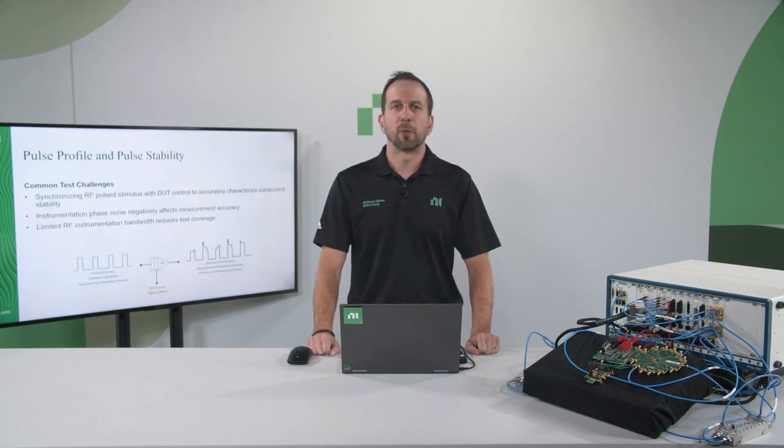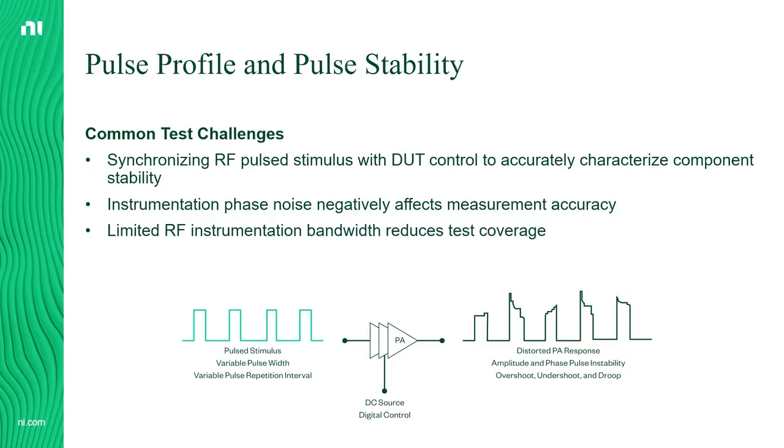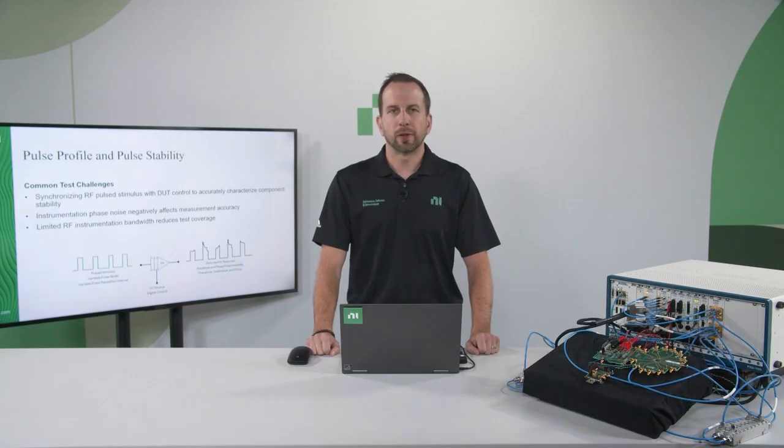The challenges of pulse profile and pulse stability measurements include the synchronization of RF pulse stimulus with the DUT, the device under test you're controlling, to accurately characterize the component stability. The dynamic range and phase noise of instrumentation can negatively affect measurement accuracy. And the limited RF instrumentation bandwidth can reduce your test coverage and ability to meet the needs of more advanced radar applications. Using the pulsed RF measurement library included within the ESA reference architecture, we will show you how to overcome these test challenges and measure both of these parameters accurately.